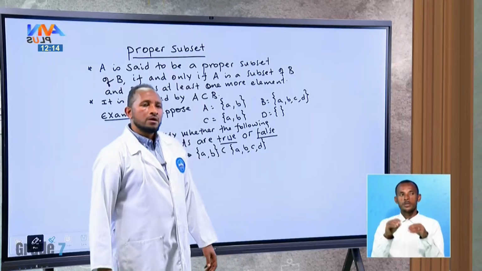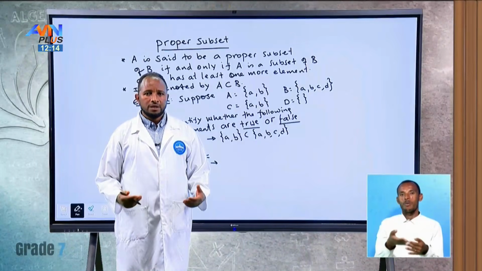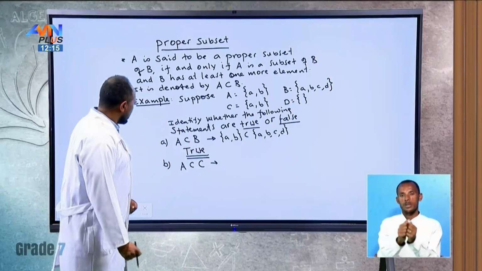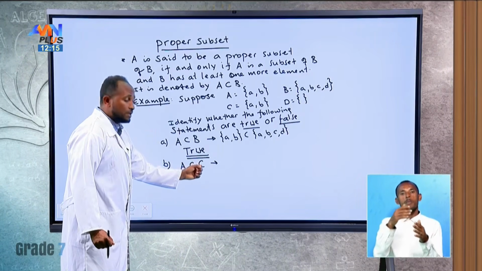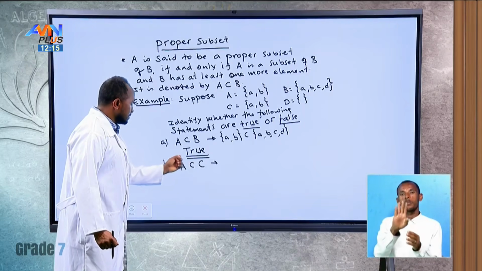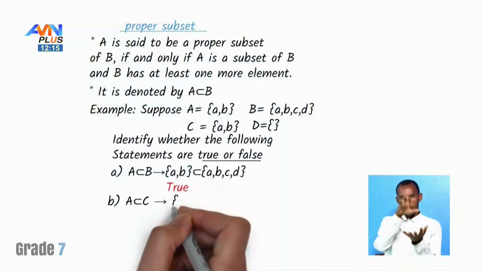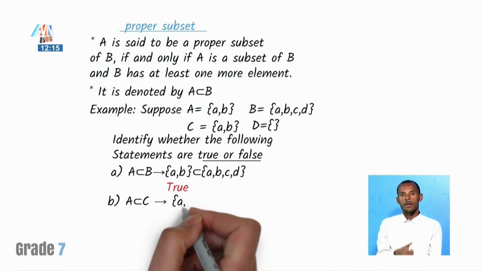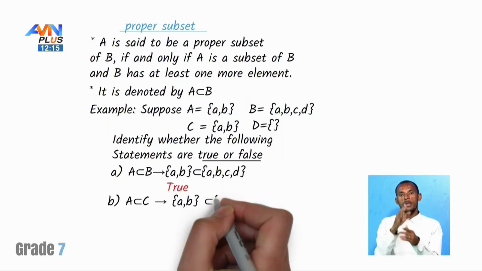Students, have you tried the question? Very good. Now let's see the answer together. Here it says set A is a proper subset of set C. Now let's see the elements that are found in set A. Set A contains the elements A and B. Is a proper subset of set C.